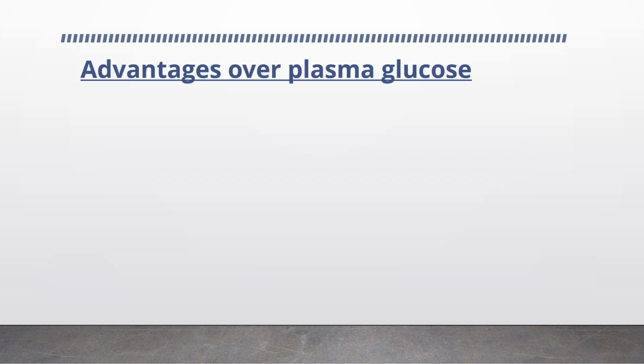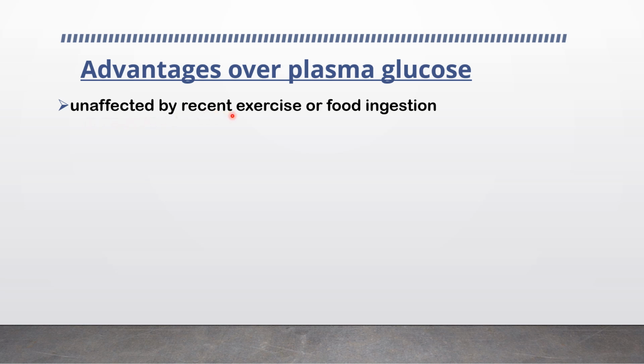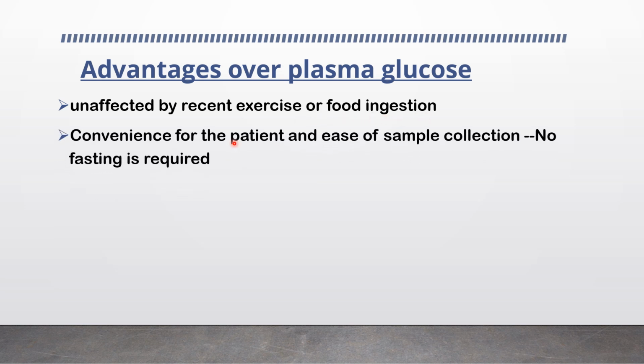Coming to the advantages of HbA1c levels over the plasma glucose level. The first and foremost advantage is that HbA1c levels are unaffected by exercise or food ingestion. Secondly, convenience for the patient. The HbA1c sample can be given easily because no fasting is required, and it can be given at any time of the day. While for plasma glucose, fasting is required and sometimes the patient has to be fasting, so the sample has to be given early morning.